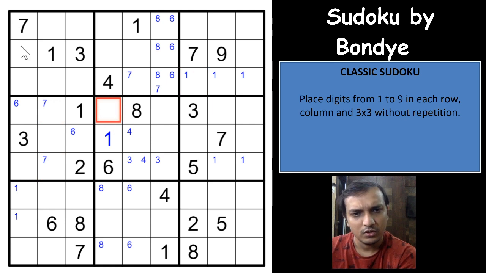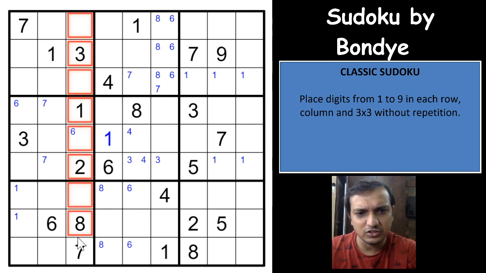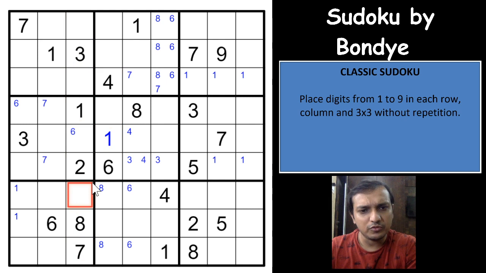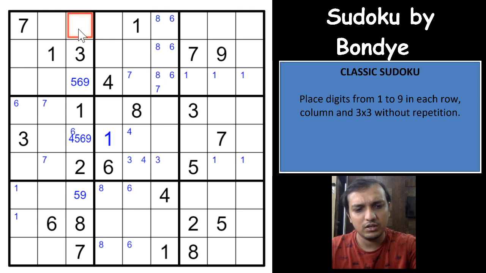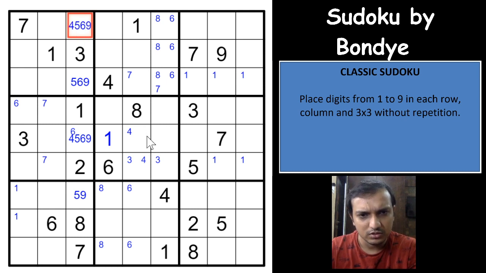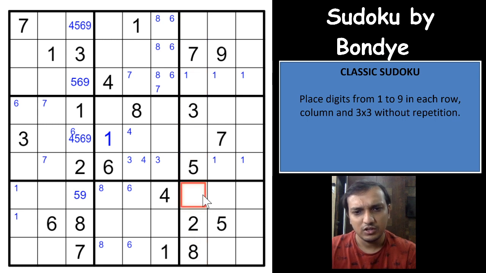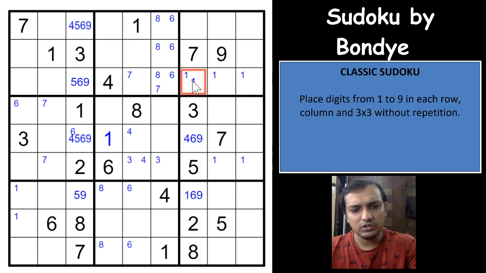Okay, I can see that you have 5 digits already placed in this column. So let us mark the other 4 digits here. 4, 5, 6, 9 would have to be here. All the digits would be here. 4, 5, 6, 9 and 4, 5, 6, 9, right? Same way you have 5 digits already placed here. So 1, 4, 6, 9, right? 1, 6, 9, 4, 6, 9, 1, 6 and 4, 6.